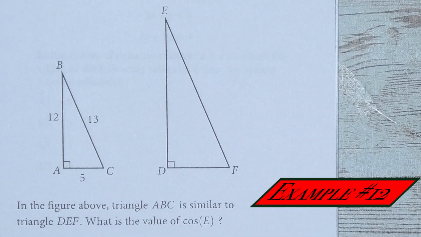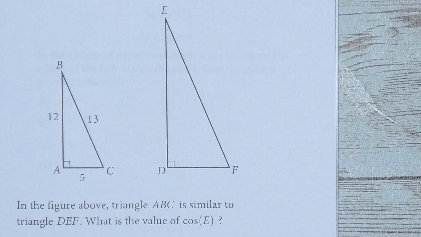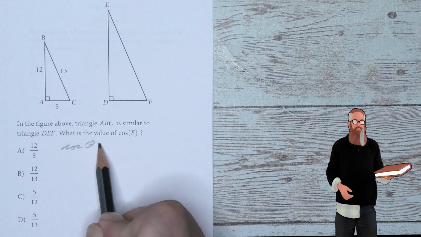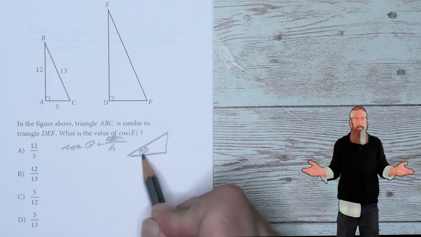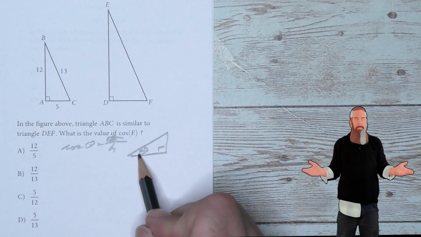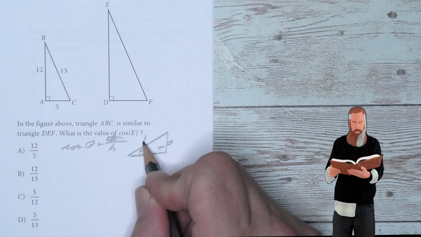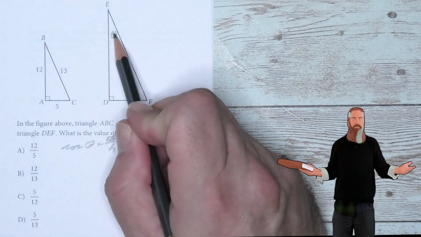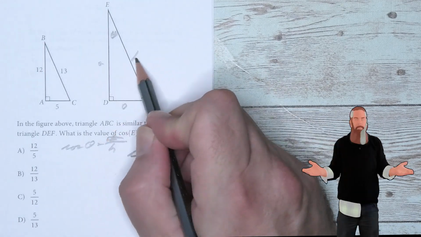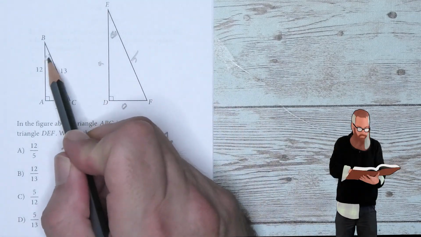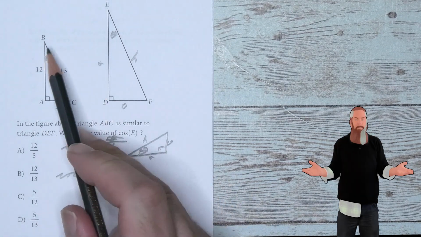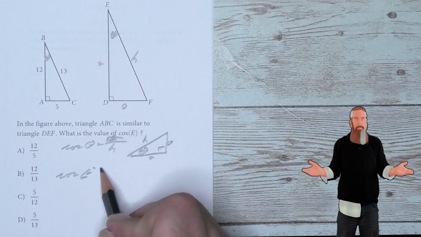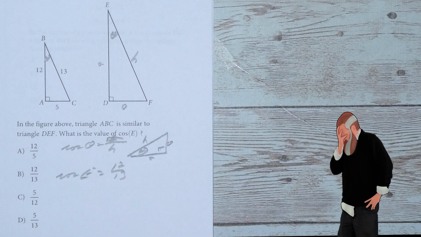In the figure above, triangle ABC is similar to triangle DEF. What is the value of cosine E? So the cosine of an angle is equal to the adjacent over the hypotenuse. In considering a right triangle, we have the angle, opposite, adjacent, and hypotenuse. But this is entirely similar to here, which means it's just a scale of it, which means we can say that the cosine of E would be the same as the cosine of B, which would be 12 over 13. So B is the answer.